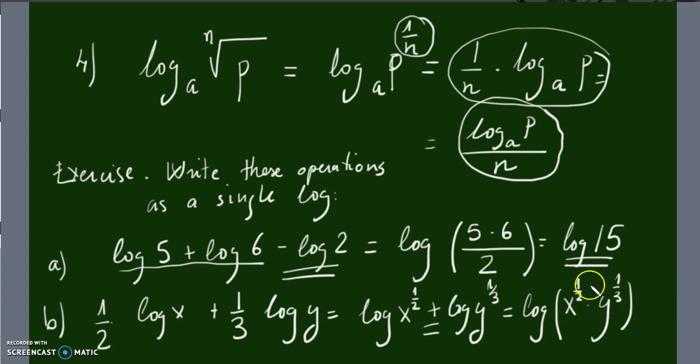To finish, you can write this as radicals. Remember that this is the square root of x, and this is the third root of y. So you can write this as powers, or you can write this as radicals. So that's all.